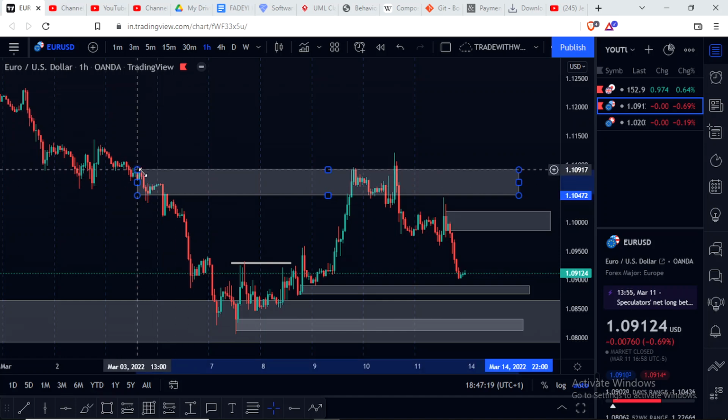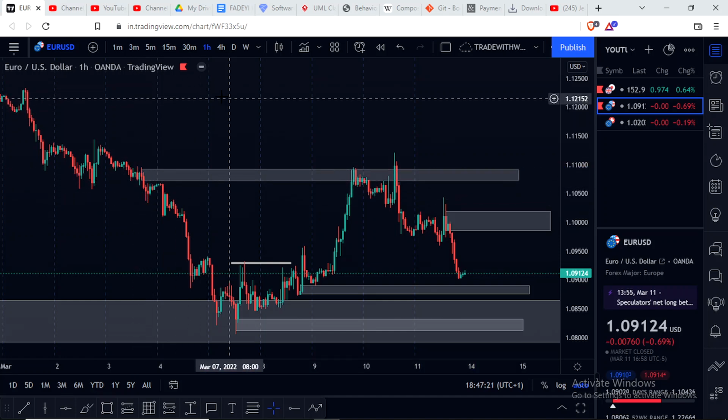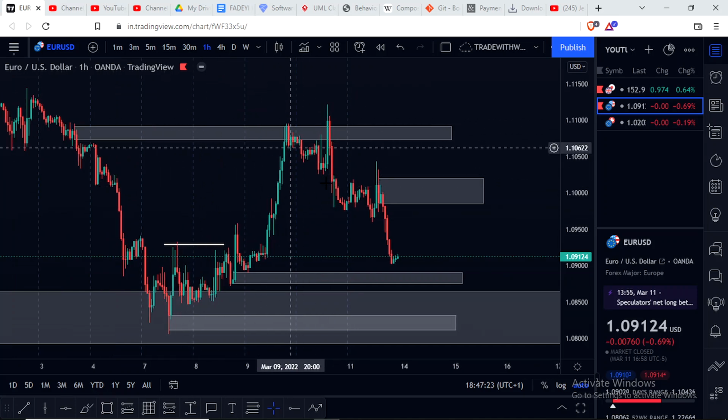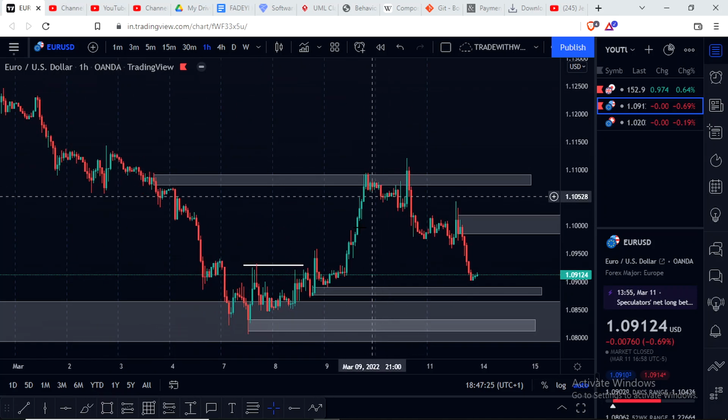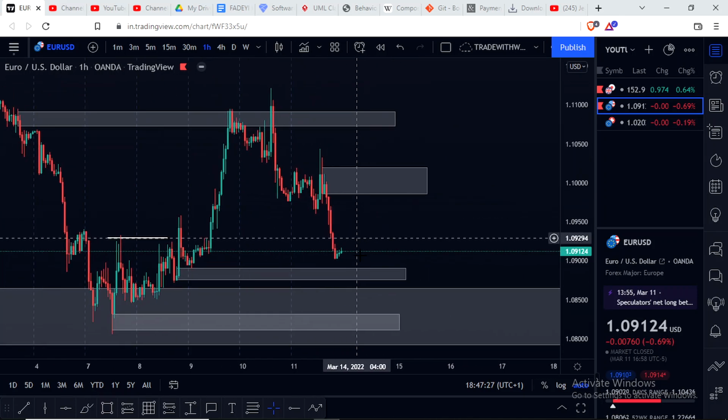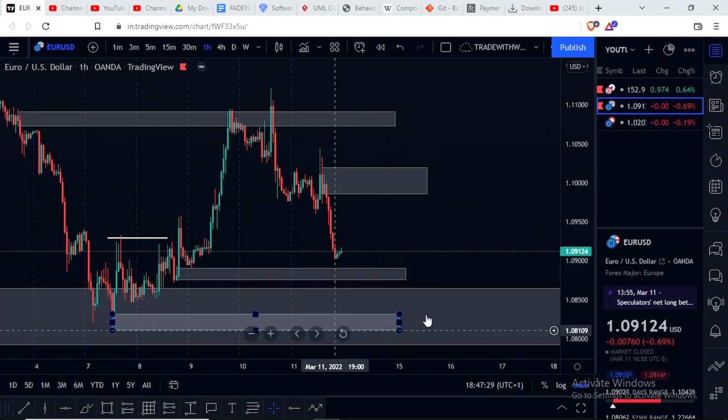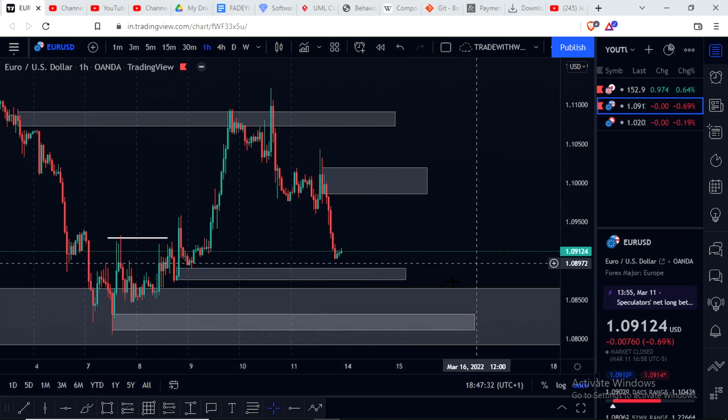Yeah, so it has mitigated this 1 hour supply zone. You could have found your entries there, and we're still expecting this buy again, because this is still the overall weekly zone. This is the extreme zone on the 1 hour time frame.